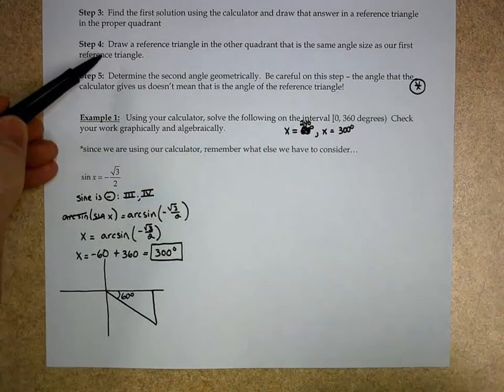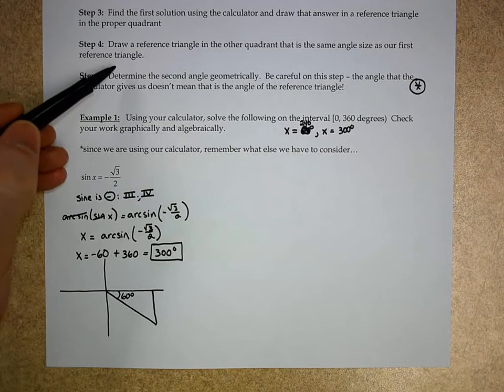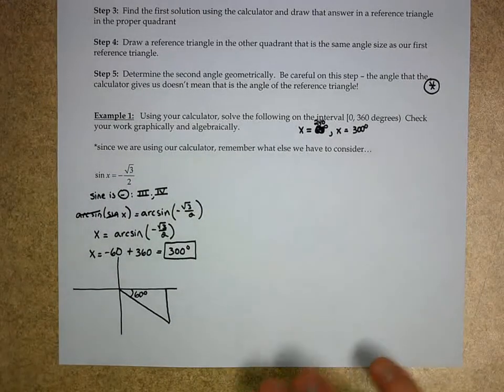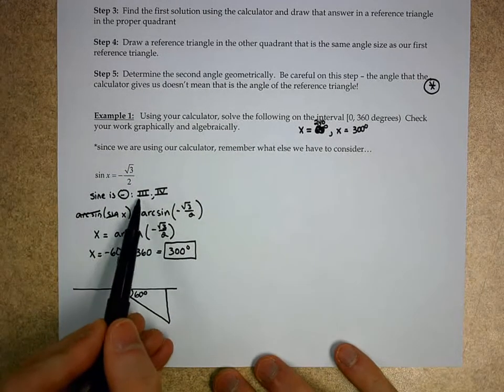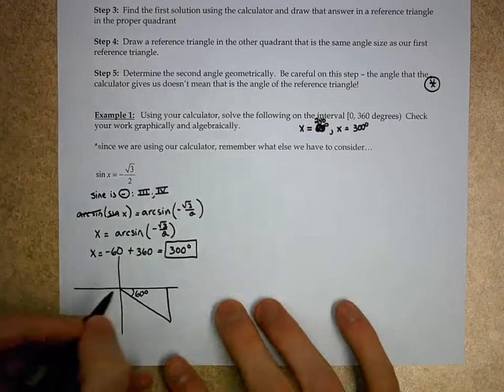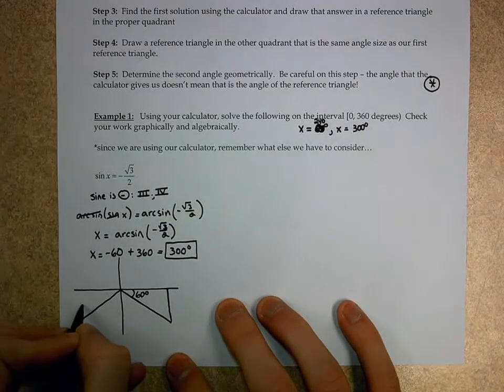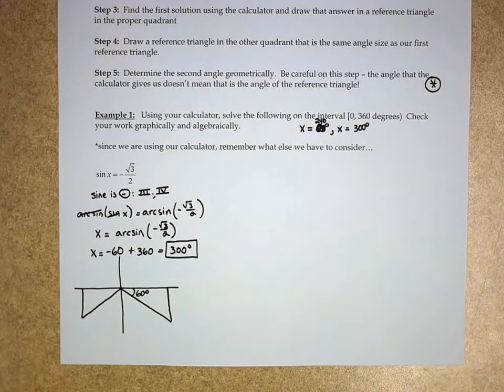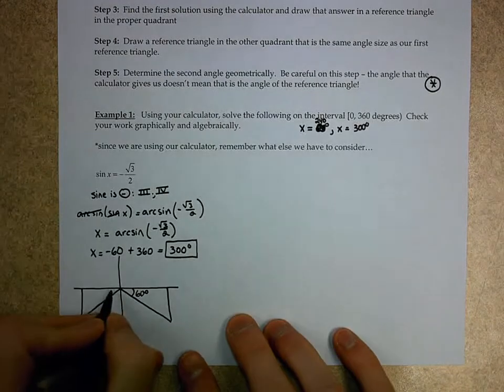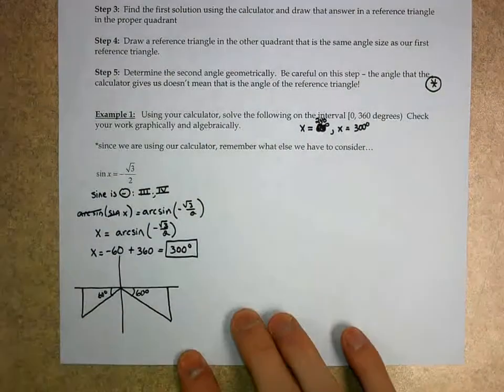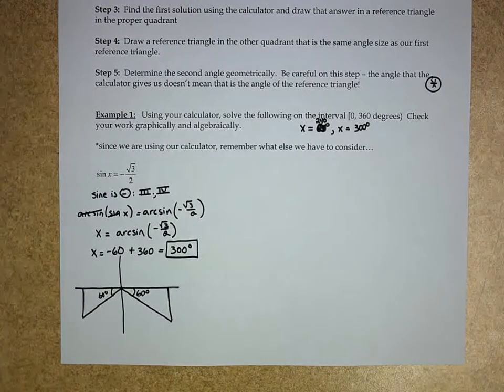Step number 4, draw a reference triangle in the other quadrant that is the same angle size as our first reference triangle. Since sine is negative and we're going to be in the third and the fourth quadrant, I know my second reference triangle has to be in the third quadrant. This angle measurement is also 60 degrees.